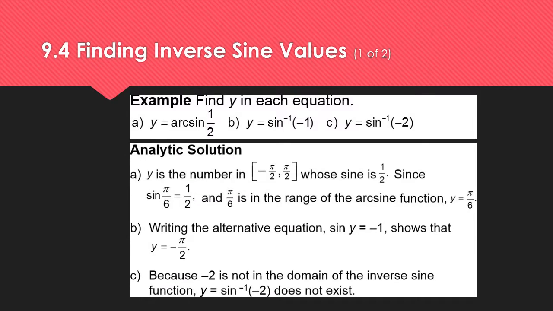Okay, looking from negative pi over 2 to pi over 2 for a number whose sine is 1/2, that gives us pi over 6. So the answer is pi over 6. For b, writing the alternative equation, sine of y equals -1, y must be negative pi over 2. Again, we're looking for the number between negative pi over 2 and pi over 2 where the sine is -1. For c, there is no solution because there is no angle that gives you a sine of -2.